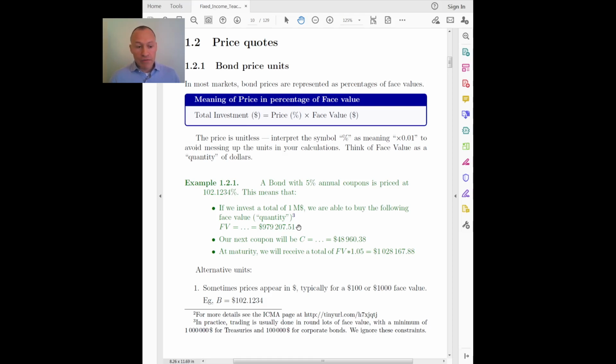Why do I care about this? Well, because it is this face value that determines exactly how much money I am going to get in the next coupon payment date. So the next coupon will be the face value, this amount here, times 5%. And that will give me this amount of money, that is $48,960, that I will receive on the next coupon payment date. In the end, at maturity, what I will receive is this 5% coupon plus this face value. And that will give me this total here.